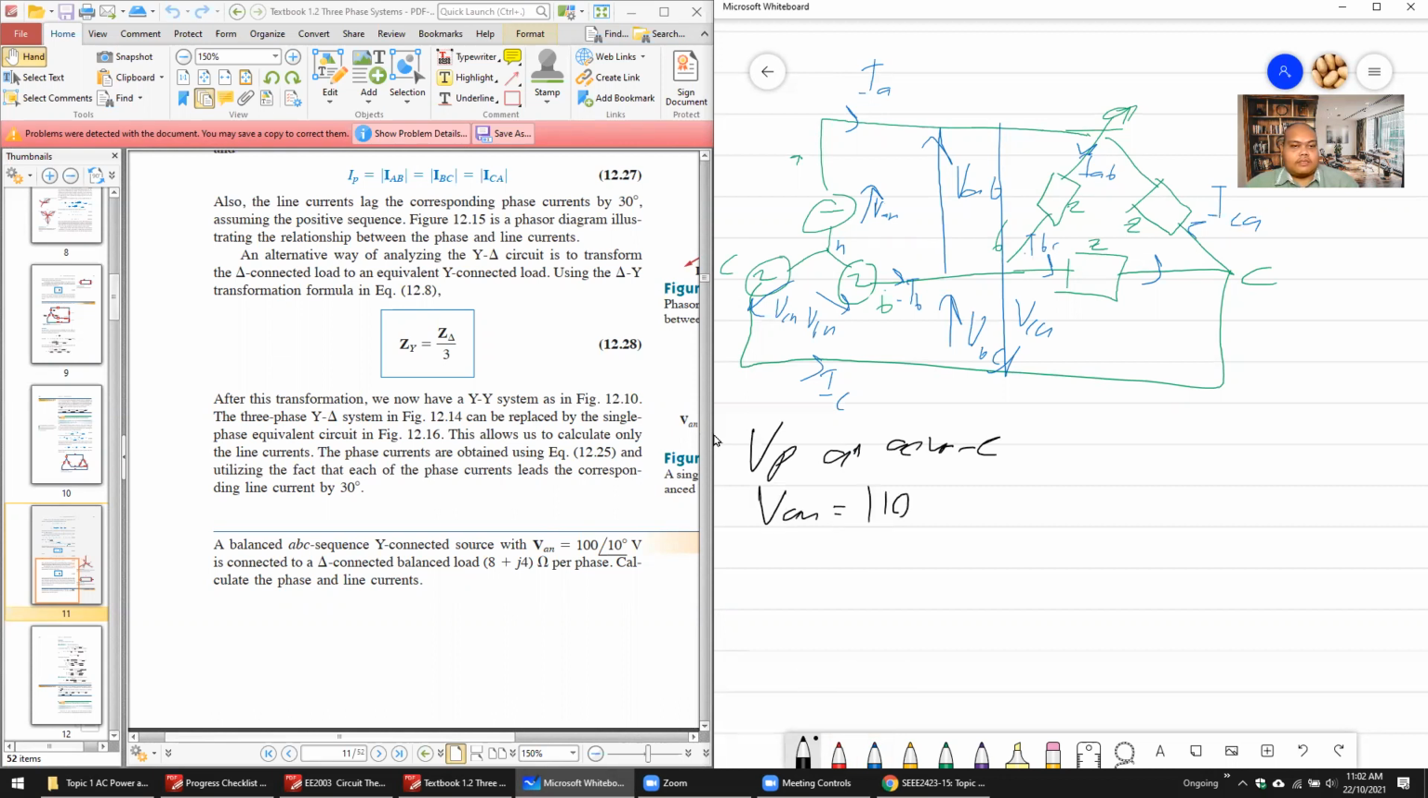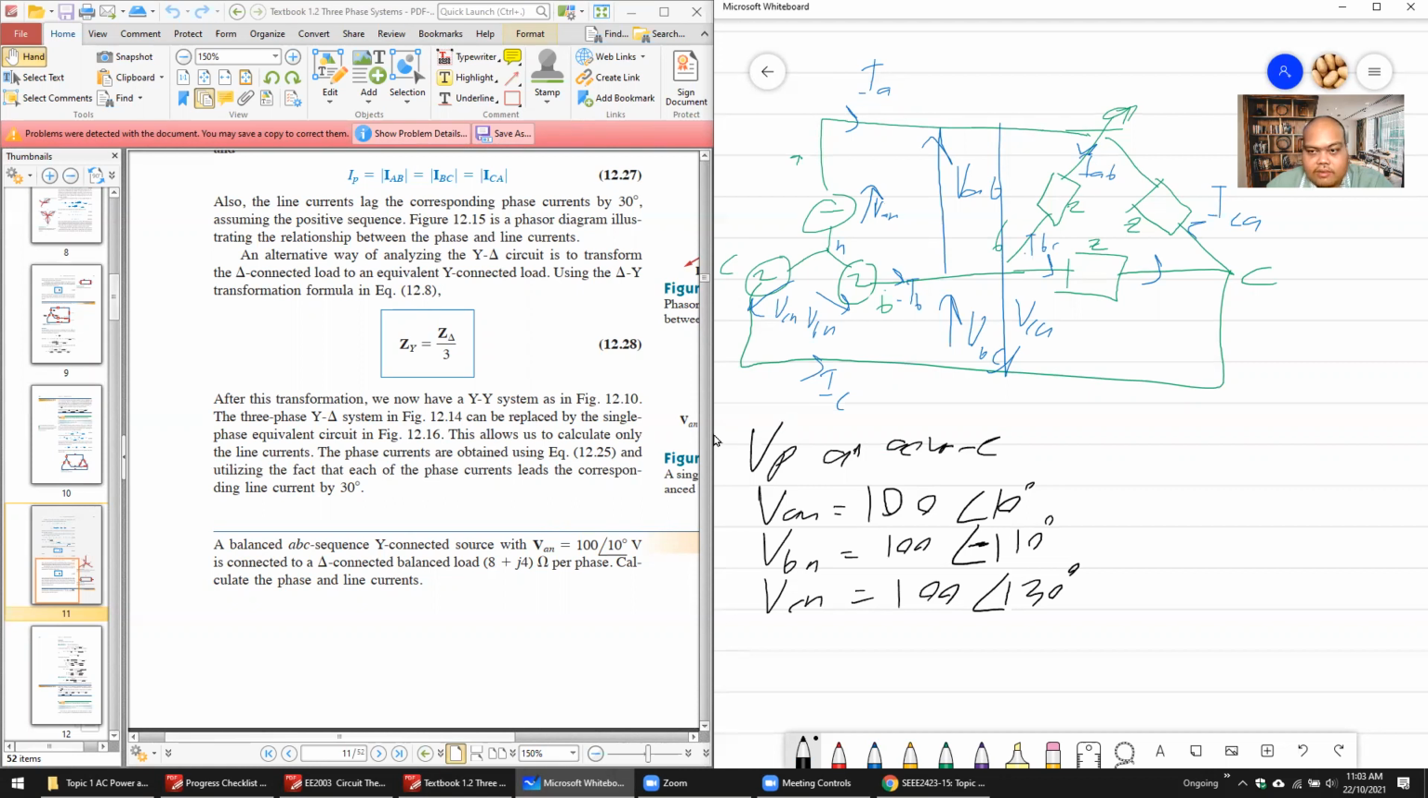VAN is 110. Okay, VBN, remember minus 120 degree. Okay, angle 110 degree negative, and then VCN. Okay, angle is 240, 120, 130 degree. So make sure you know how to do this. Okay, minus 120, and then this one minus 240. Okay.